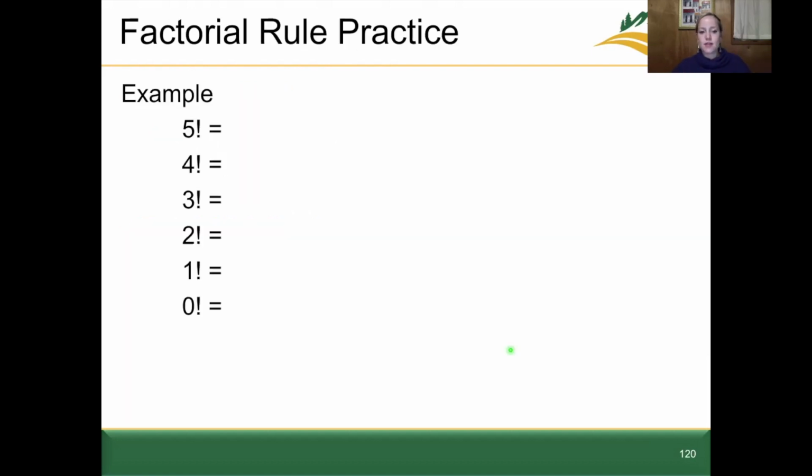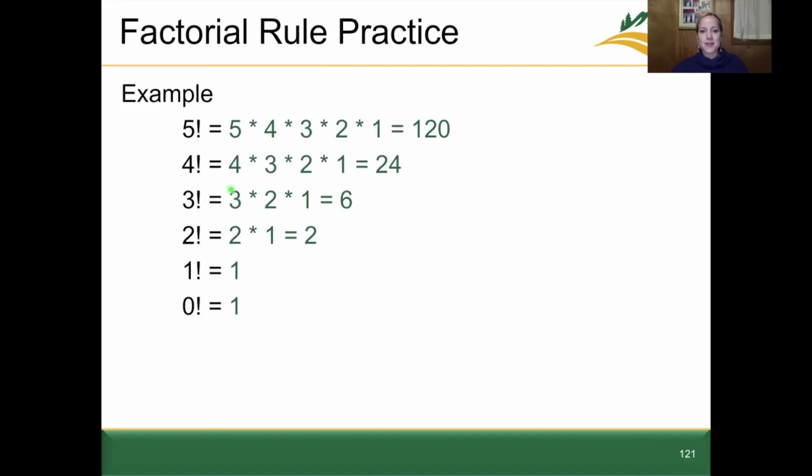Before you look at the next slide, try writing out 5 factorial, 4 factorial, and so on, and then go to the next slide and we'll talk through these. So hopefully you did this. For 5 factorial, it's really saying 5 times 4 times 3 times 2 times 1, and then we get an answer of 120. 4 factorial, we do the same thing. We get our answer here.